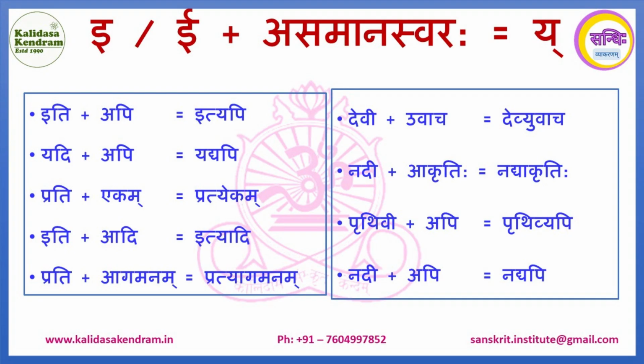Prati agamanam, pratyagamanam. Devi uvacha, devyuvacha. Nadi akritihi, nadyakritihi. Prithivi api, prithivyapi. Nadi plus api, nadyapi. So what we understand? I becomes Ya. The next alphabet, whatever is available, that joins here. So there is no change in the second alphabet. Now we move on to the next example.